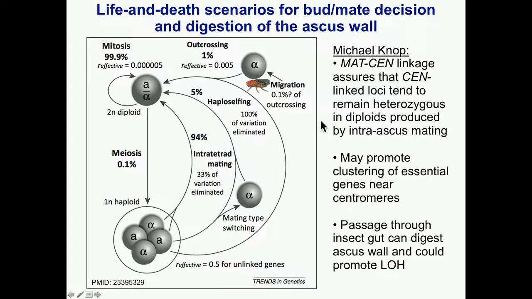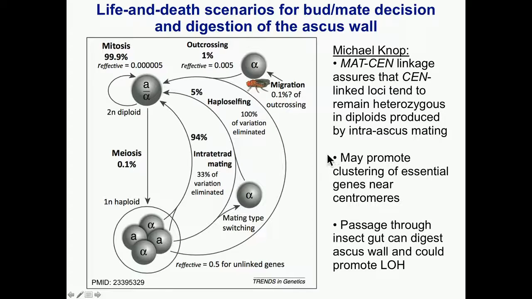Michael Kanopis thought very deeply about this process and has realized that the tight centromere linkage of the mating type locus assures that centromeric loci tend to remain heterozygous in diploids that are produced by intra-ascus mating. Because of this, evolution may have driven what you see in the Saccharomyces genomes, which is that essential genes are clustered and tend to be biased towards pericentromeric locations.